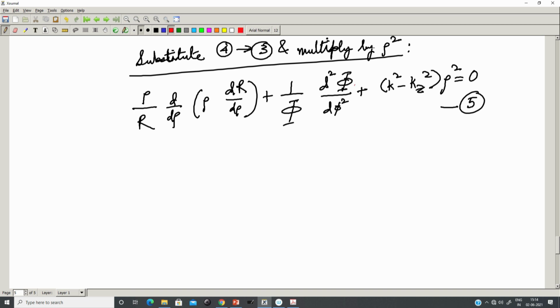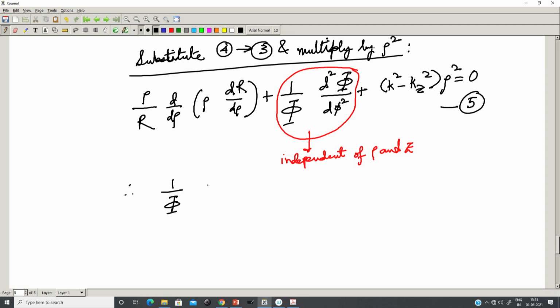Now, we note that the second term is independent of rho and z, and the other terms are independent of phi, and therefore, 1 by capital phi d square capital phi d phi square must be equal to minus n square, again where n is a constant, because otherwise the left hand side cannot add up to 0. So, we call this equation 6.